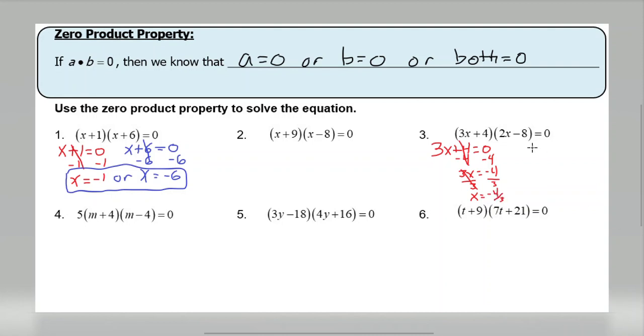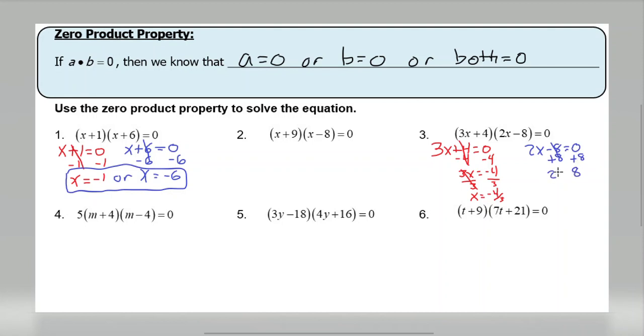Now I have to set this other binomial to 0. So I have 2x minus 8. That could also equal 0 because of my zero product property rule. And now I can solve for x. So I would get rid of that -8 by doing +8. And I do the same thing to the other side. 0 plus 8 is 8.